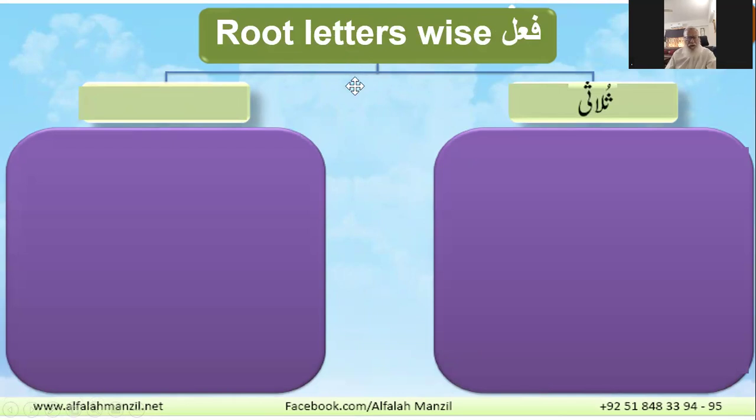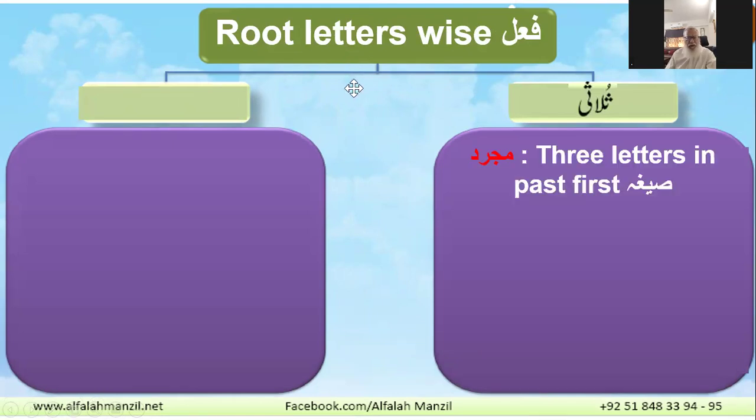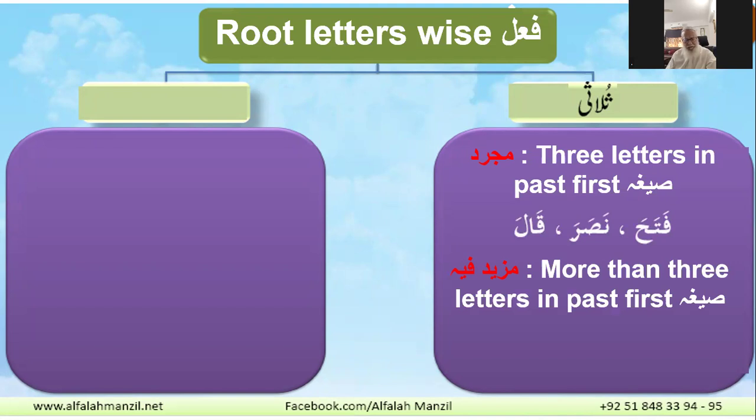If we talk about the salasi root letters, there may be three letters purely. I mean, the first sigha of the table has only three letters, just like Fataha, Nasara, Qala. When we say Mazid fihi, there are more letters in the past, maybe more than three letters, but not more than three extra. Three means maximum 6-letter word. Just like Aslama, Allama, Hasaba, they are Mazid fihi. But the root letters are the same, three of them.